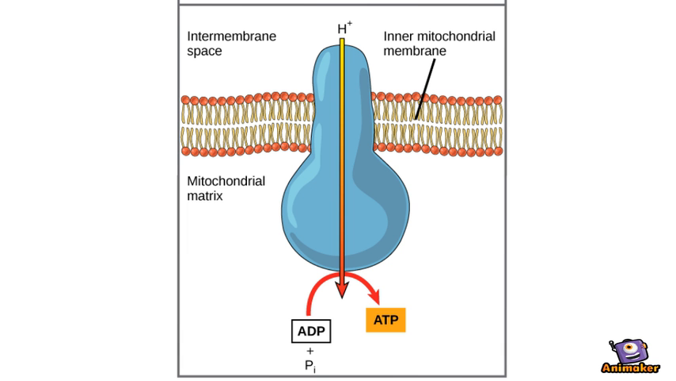ATP synthase pumps protons across the inside of the mitochondrial membrane, which enables ADP and phosphate to combine, making ATP. This gives us energy to survive.